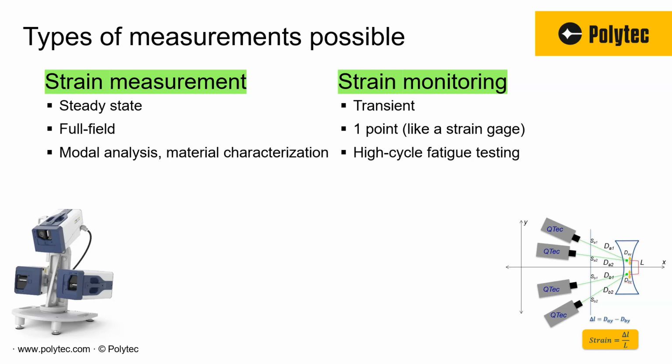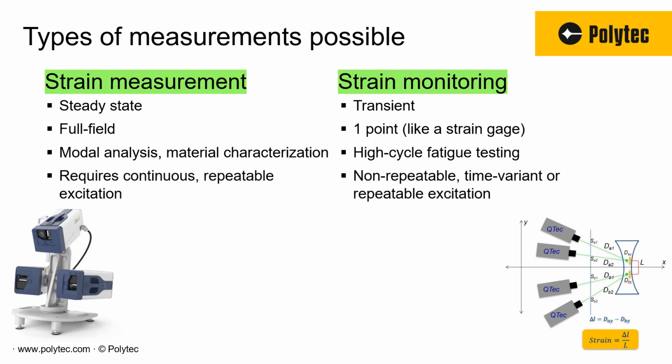And there are also some basic goals that dictate what kind of technology you'll use. So strain measurement, which is a full field technique, is more associated with modal analysis, material characterization type stuff, whereas strain monitoring has its roots, sort of motivation, in high cycle fatigue or very high cycle fatigue, which is more common now, which is about standards that dictate how many cycles, so high cycle fatigue being 1 million and very high cycle fatigue being 10 million cycles. So that's how these two vary.